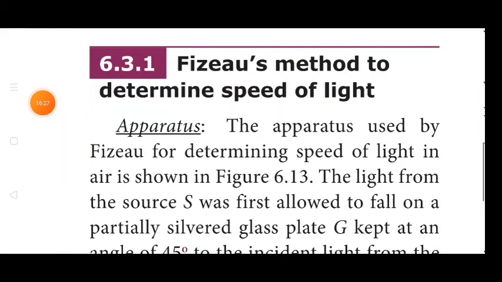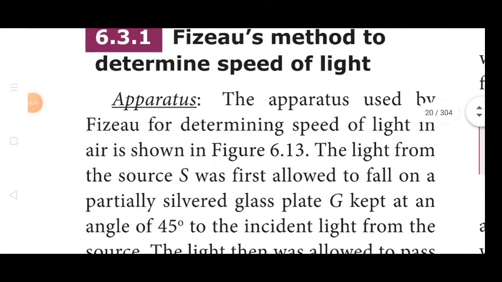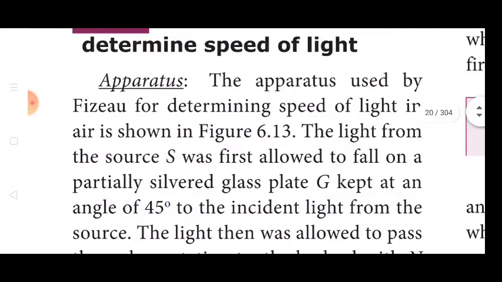Fizeau's method to determine the speed of light. Apparatus. The apparatus used by Fizeau for determining the speed of light in air is shown in the diagram. Light from the source S was first allowed to fall on a paraxial, partially silvered glass plate G kept at an angle of 45 degrees to the incident light from the source.